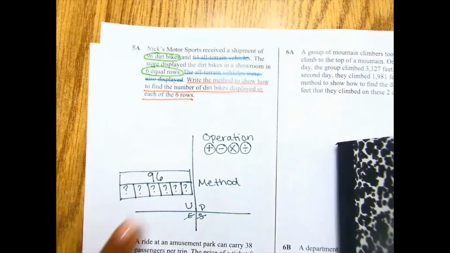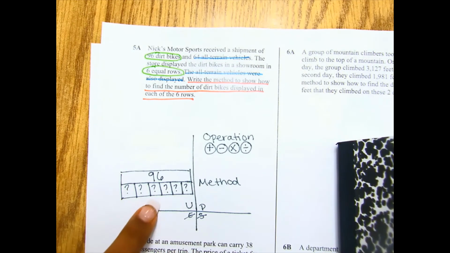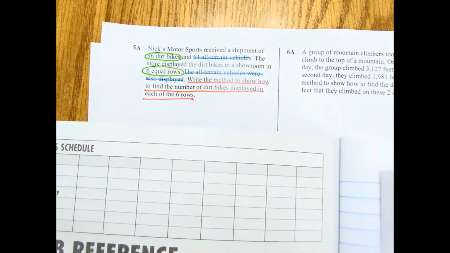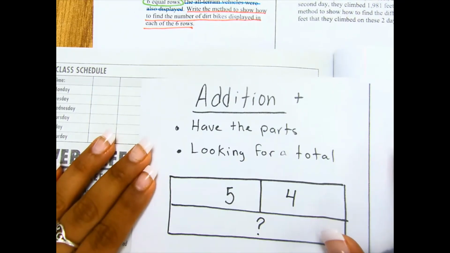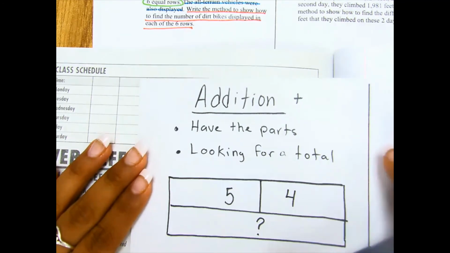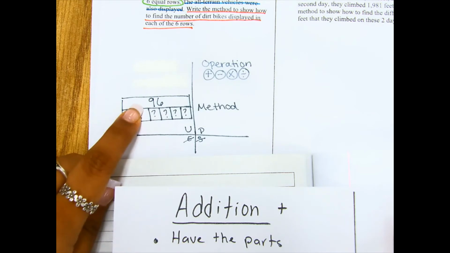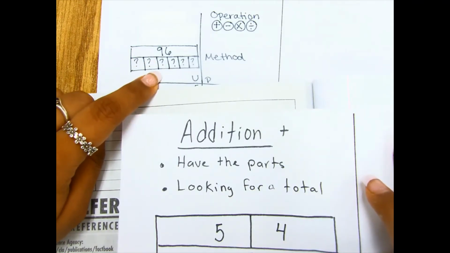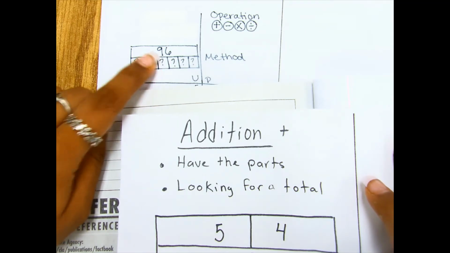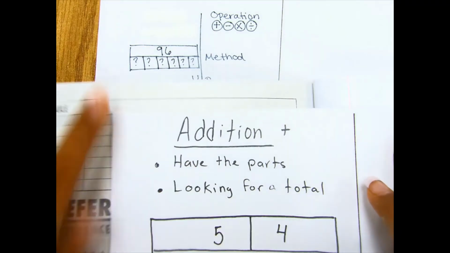I want us to remember, I know my total, but I want to know what goes into all 6 of these equal parts. So let's see. Let's compare. It says here in addition, I have the parts and I'm looking for a total. I don't have the parts, but I already have my total. So I don't think I have to do this. I'm looking for the parts. I'm actually kind of doing the opposite of this. So I know my addition is out of there.